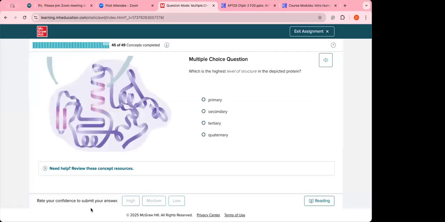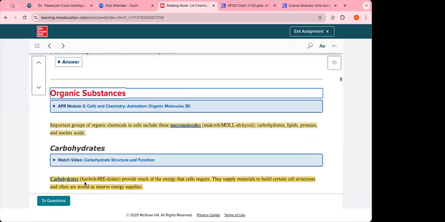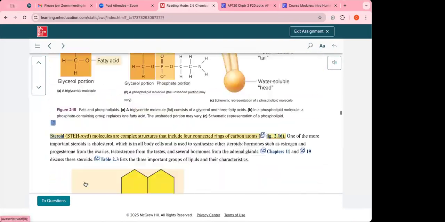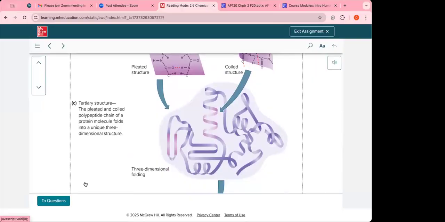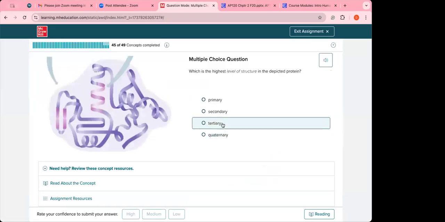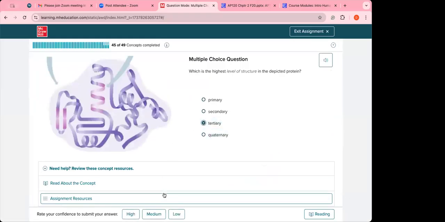Okay, now what kind of structure is this one? This one is in the book. Which kind of structure is it? Okay, what does it say? Tertiary. It's tertiary structure. So it's tertiary. Good job.